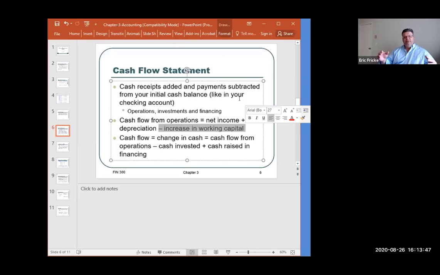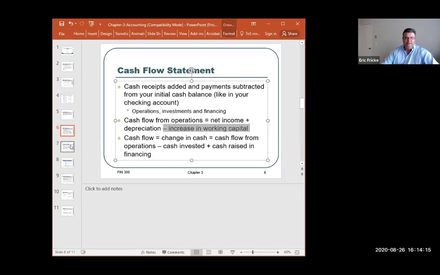And then when we go to the bottom of the cash flow statement, where they take the three categories of operations, investments, and financing, they basically add all those three together to get the total cash flow for the company. And that tells you the overall health of the company, if they're taking in enough cash, if their cash is going up or going down for the year.